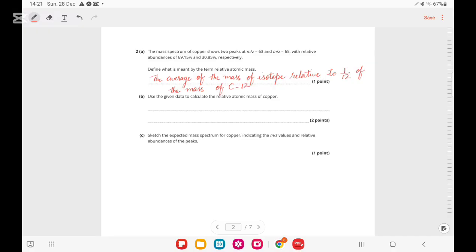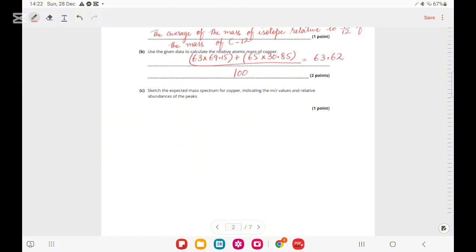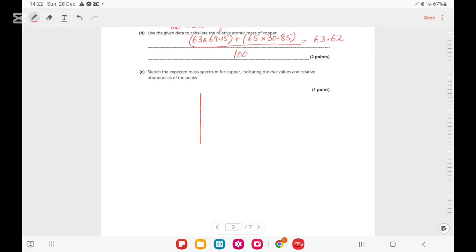Use the given data to calculate the relative atomic mass of copper. We are going to use the same formula: the mass multiplied by its abundance, 69.15, plus 65 multiplied by its relative abundance, 30.85, divided by 100, and the answer comes out to be 63.62. Now we have to draw the mass spectrum.